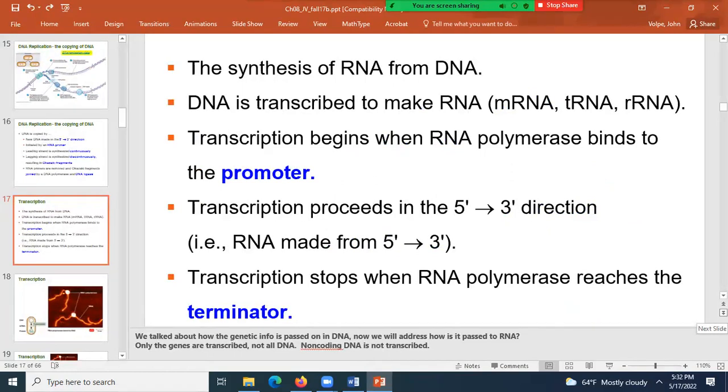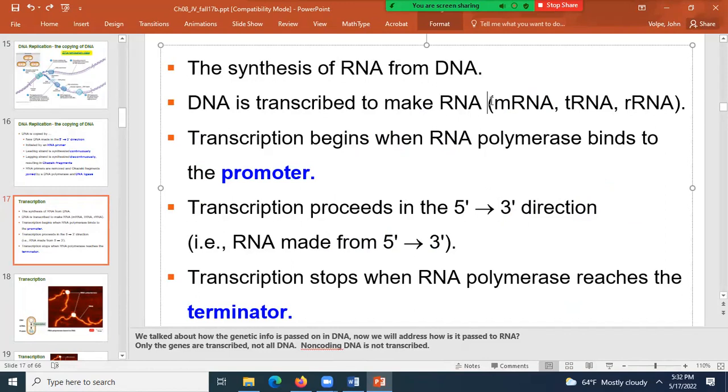All right, the synthesis of RNA happens from DNA. DNA is transcribed to make RNA, and the gene can either code for messenger RNA, tRNA, or rRNA. Here's a question for you. How does the RNA polymerase making the RNA know when to make messenger RNA, tRNA, or rRNA?